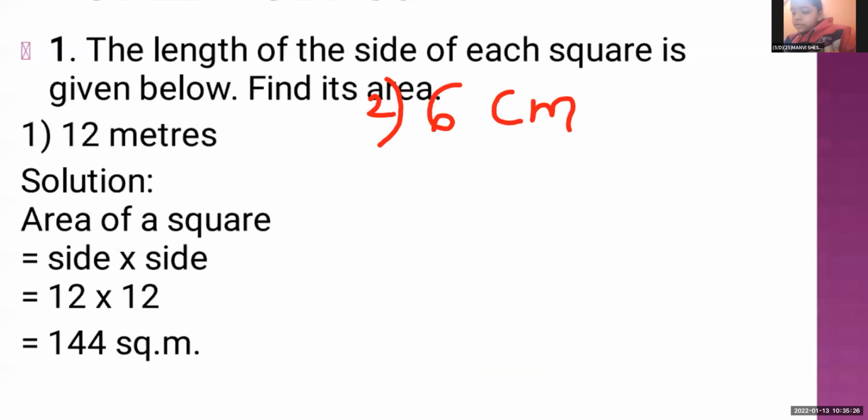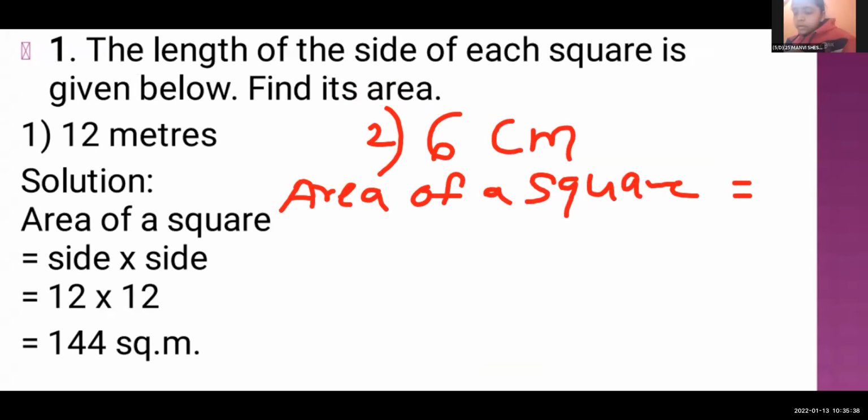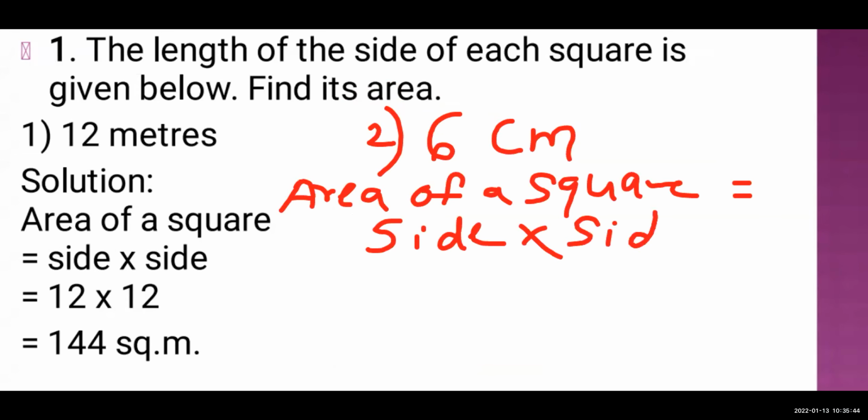Okay. First, we will write area of a square. Just wait, I have to write it down. Area of a square. Area of a square is equal to side multiplied by side. Side multiplied by side. Okay.